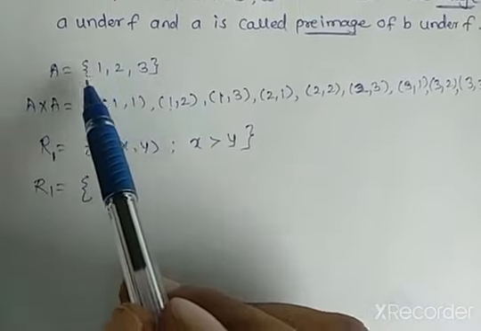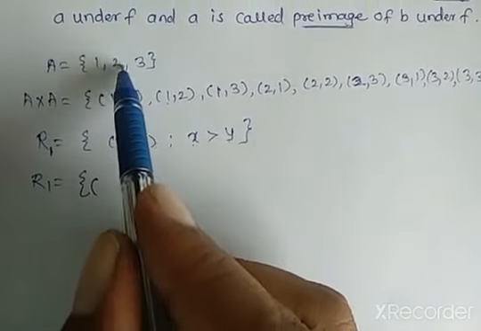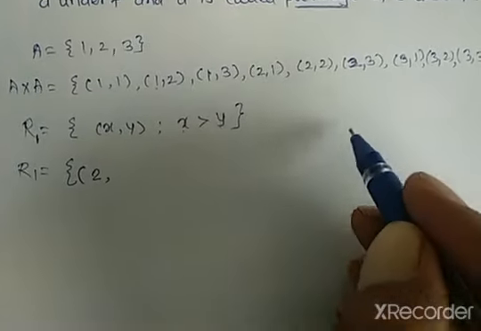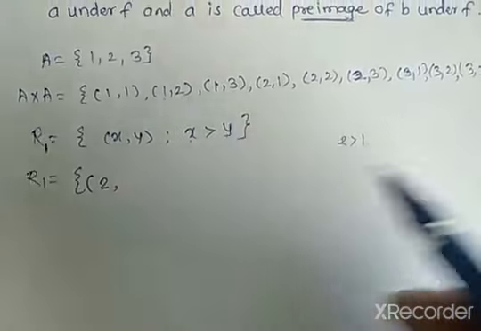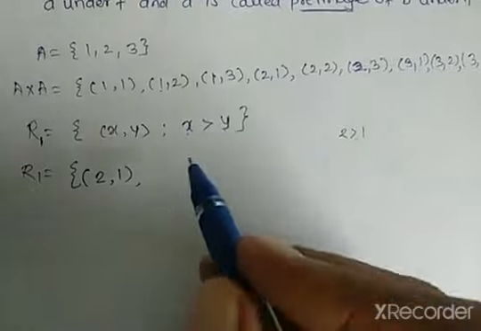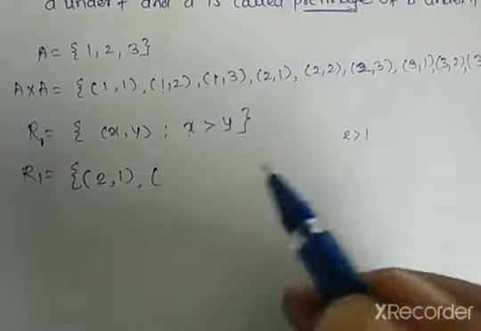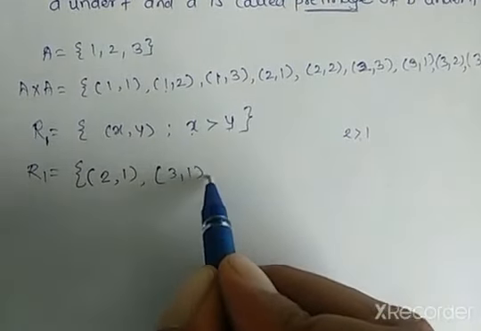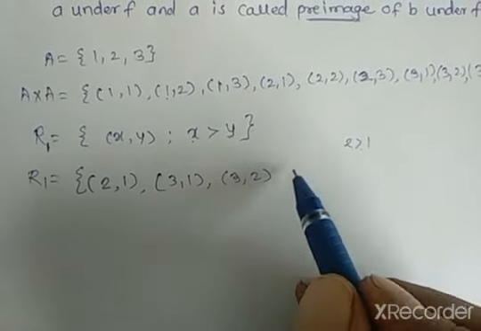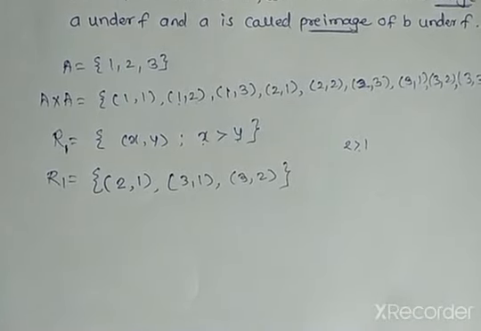In set A, we define ordered pairs such that x should be greater than y. So 1 is not greater than any element. Starting from 2, 2 is greater than 1, which is true, so the first ordered pair will be (2,1). 2 is not greater than itself, so (2,2) will be absent. Next (3,1), then (3,2), and (3,3) will also not be present. So R1 will be {(2,1), (3,1), (3,2)}.